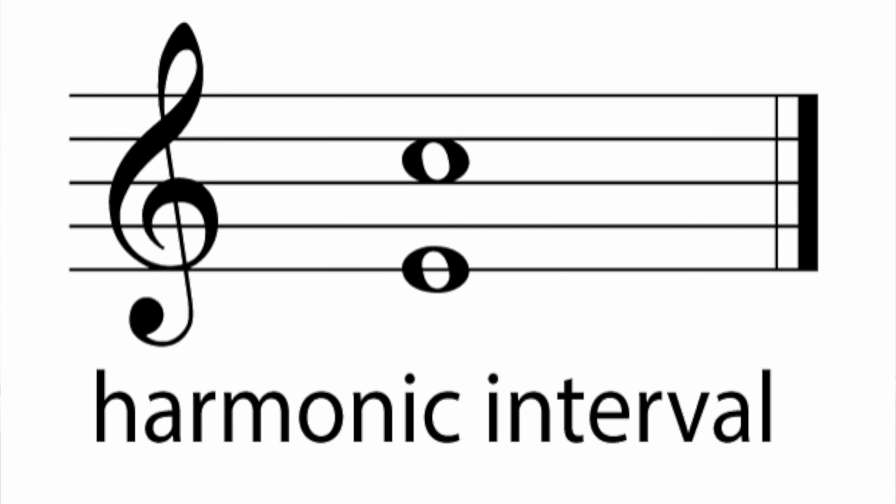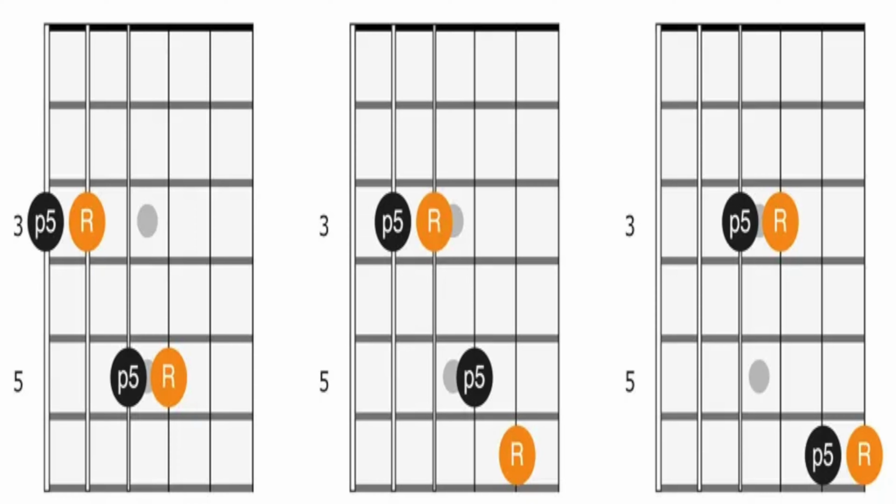Intervals can also be played as harmonic intervals, which means the notes that make up the interval are played at the same time. The most common chord in metal, rock, and punk music is a harmonic interval, and that is none other than the power chord, which consists of the root and a perfect fifth. Other harmonic intervals are common in metal music as well.